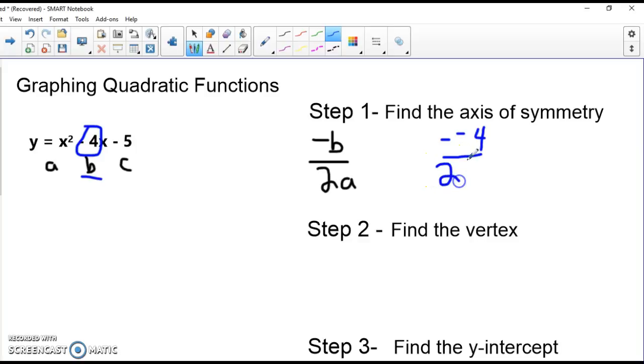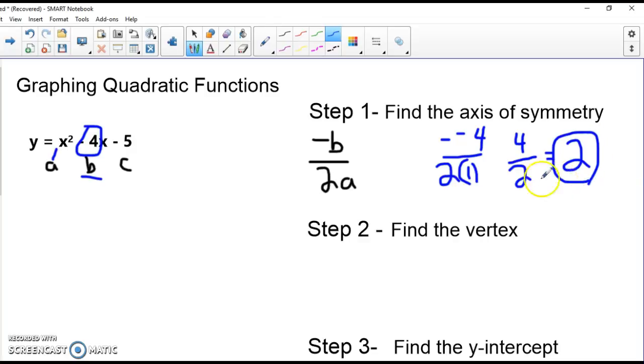So we have negative already in the equation, minus 4, since there's a negative in front of the 4, over 2 times a. Now our a, since there's nothing in front of the x, is simply 1. So we have negative, negative 4, 2 negatives equal positive. So we have 4 over 2. 2 times 1 is 2. 4 divided by 2, 2 goes into 4 2 times. So our axis of symmetry is going to be at 2.